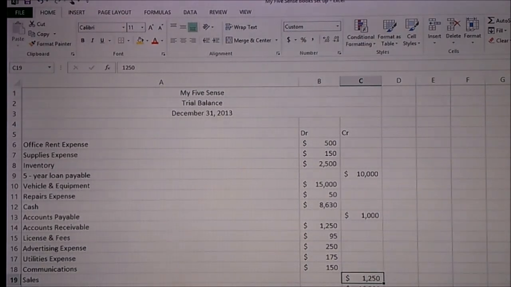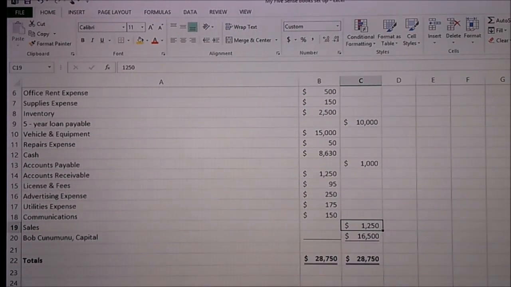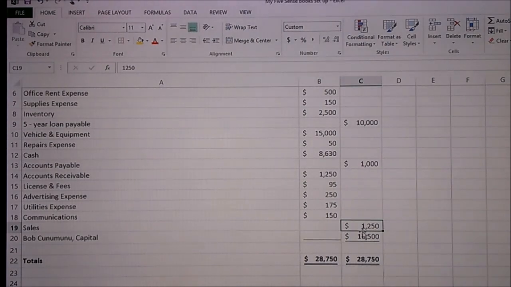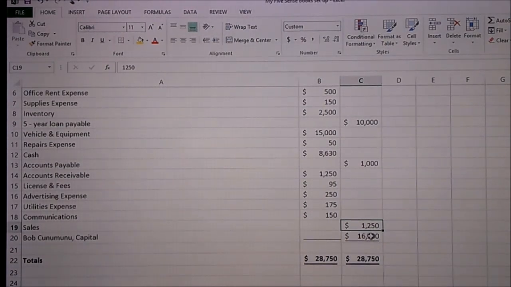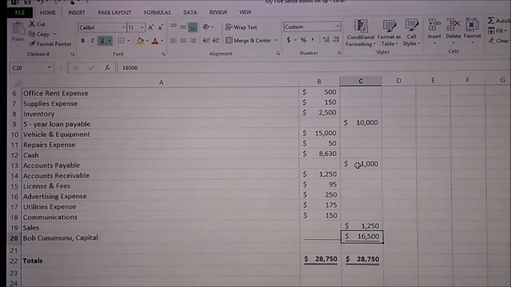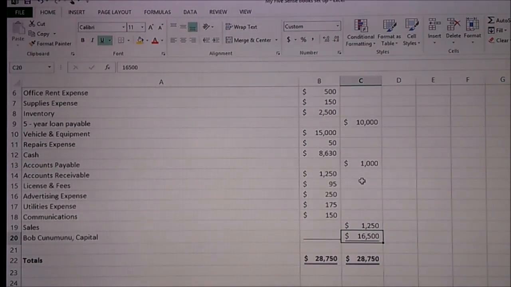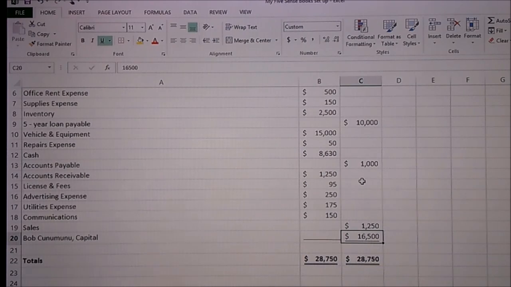And finally, Bob's capital is equity, and again, capital and equity are usually credit amounts that go in the credit column. So remember, assets and expenses normally carry a debit balance, that goes in the debit column. Your liabilities, capital/equity, and your revenues normally carry a credit balance, so they go in the credit column.